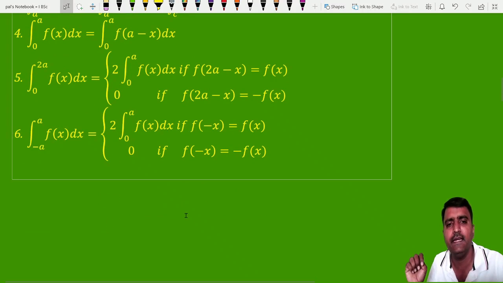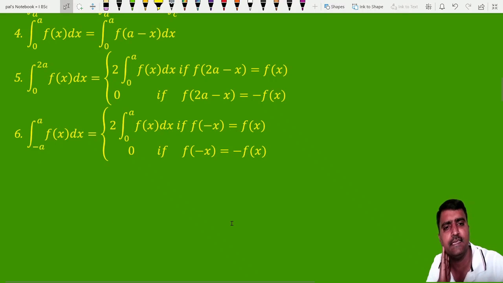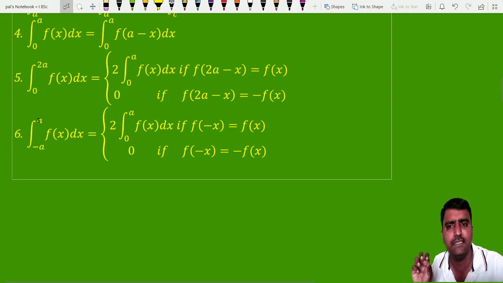so when it is satisfying this condition, f of minus x is equal to f of x, that means it is an even function. So any function which is satisfying this condition, f of minus x is equal to f of x, then we say it is an even function. If it is an even function, in that case we can write this integral as 2 into 0 to a f of x dx. Okay, and you can take its value directly as 0 when f of minus x is equal to minus of f of x.